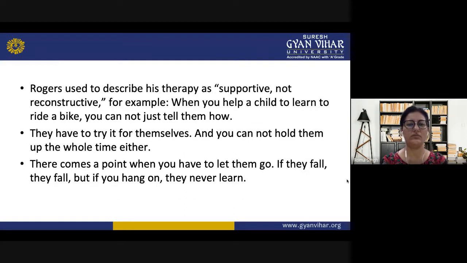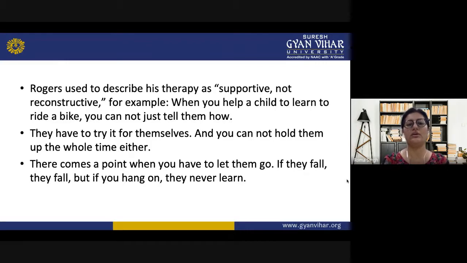So, for example, when you help a child to learn to ride a bike, you cannot just tell them how. You have to be supportive, not reconstructive. They have to try it for themselves. So, if there is a client sitting there who wants help, this does not mean that everything needs to be done by the therapist.